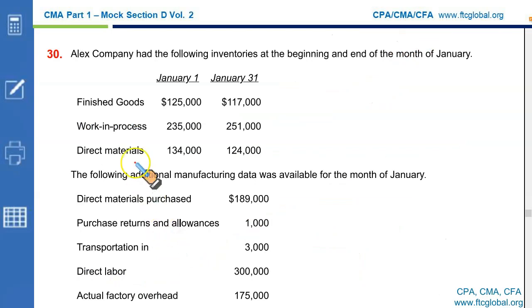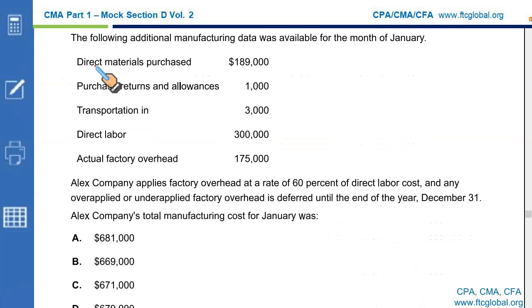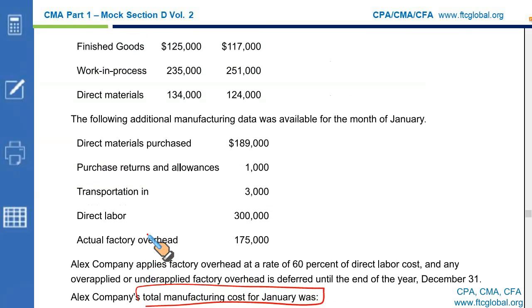So this is the next question in line. Question 27 we have just done. This is question 30, requiring you to calculate the total manufacturing cost. Let's read the requirement. What is the total manufacturing cost for January? So let me show you how we calculate this.